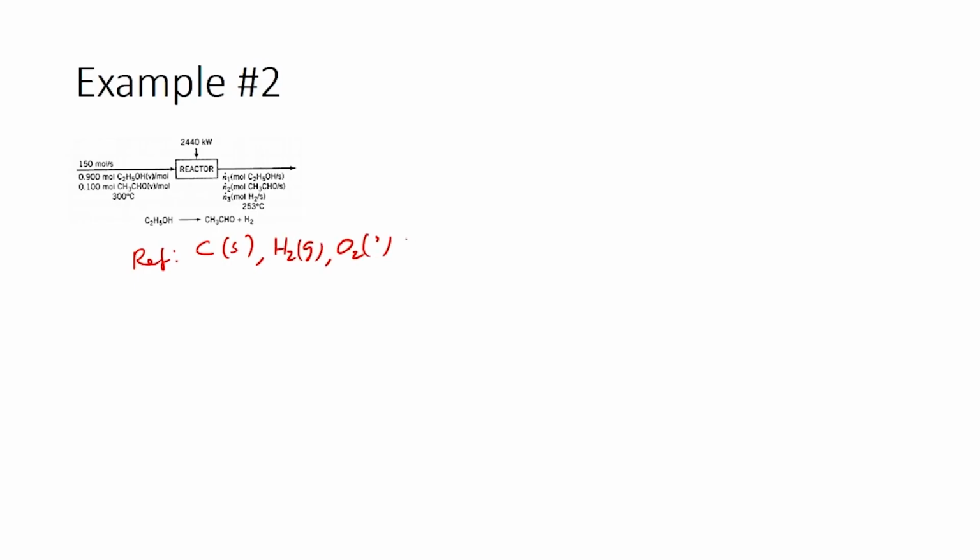all at 25 degrees Celsius and 1 atmosphere. So, this would be my reference state. Now the substances which I have are C2H5OH, CH3CHO and hydrogen. So, I would have N dot in, H cap in, N dot out and H cap out.